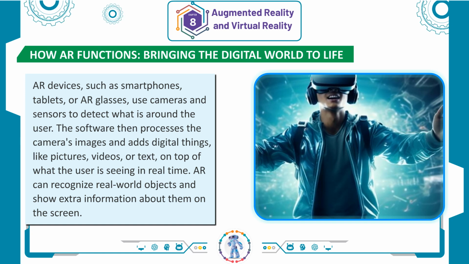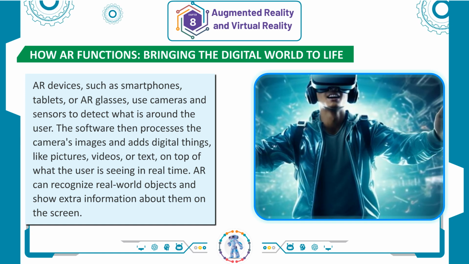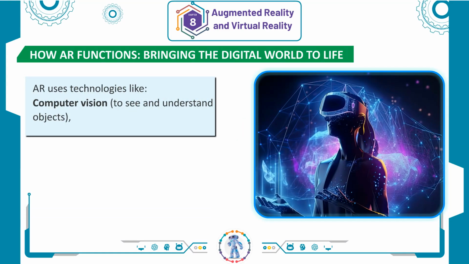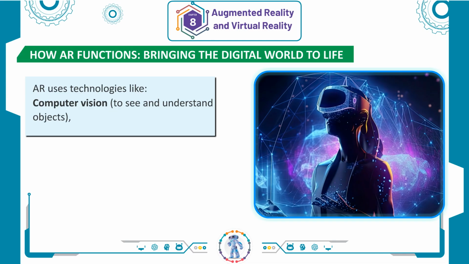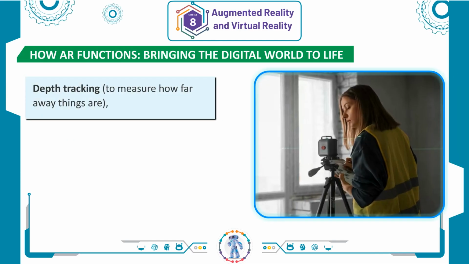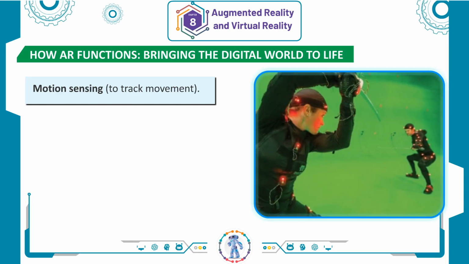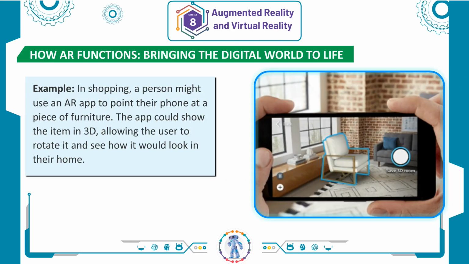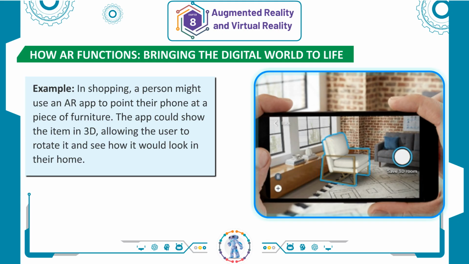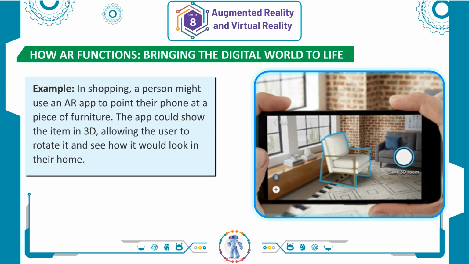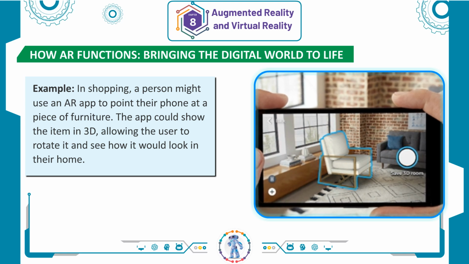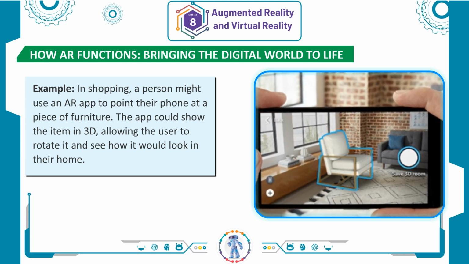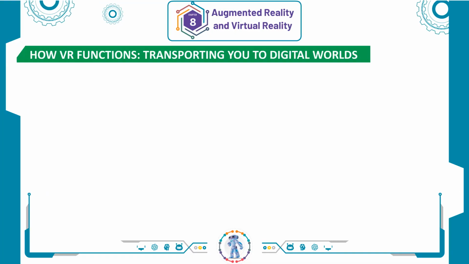AR can recognize real-world objects and show extra information about them on the screen. AR uses technologies like computer vision to see and understand objects, depth tracking to measure how far away things are, and motion sensing to track movement. Example, in shopping, a person might use an AR app to point their phone at a piece of furniture. The app could show the item in 3D, allowing the user to rotate it and see how it would look in their home.